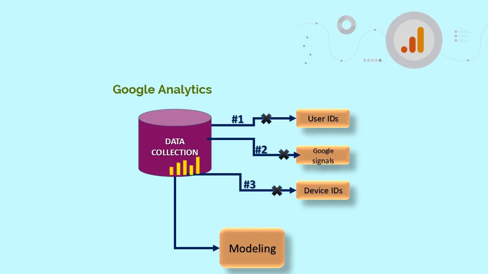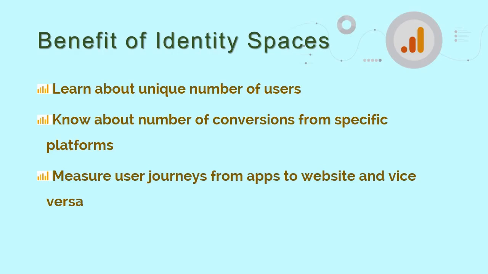To sum up this topic, here is why it benefits to use multiple identity spaces in analytics properties. You can learn about the unique number of users. You can find out which platform provides more conversions. You can measure different interactions and user journeys of users from apps to websites and from websites to apps.